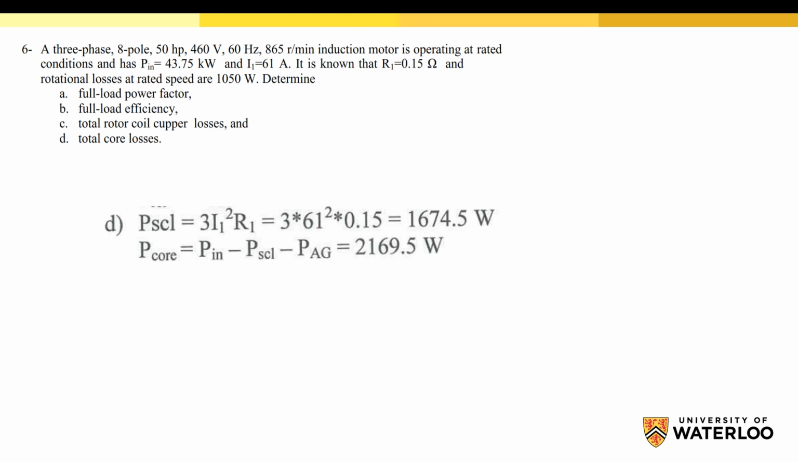For the total core losses, the core loss is equal to the input power minus the stator copper loss minus the air gap power. So we should calculate the stator copper loss here. We have the input current, we have the resistance, so we can calculate the stator copper loss, and after that we can calculate the core losses.